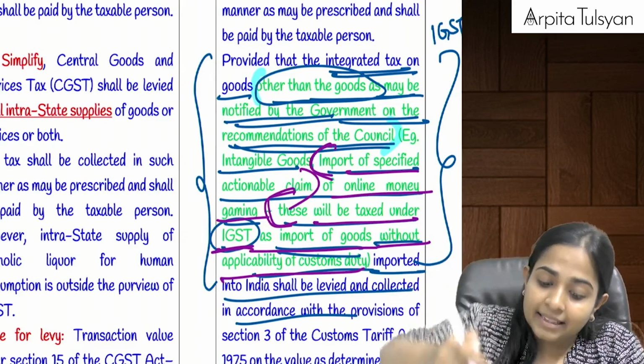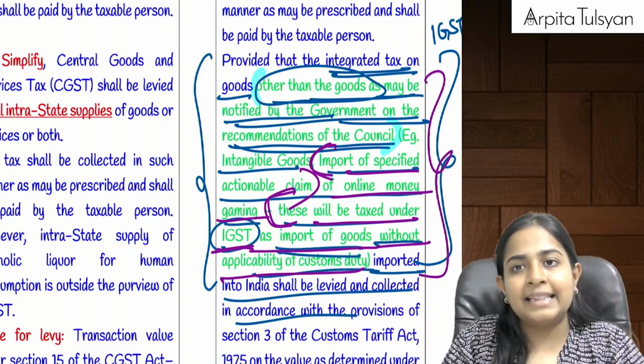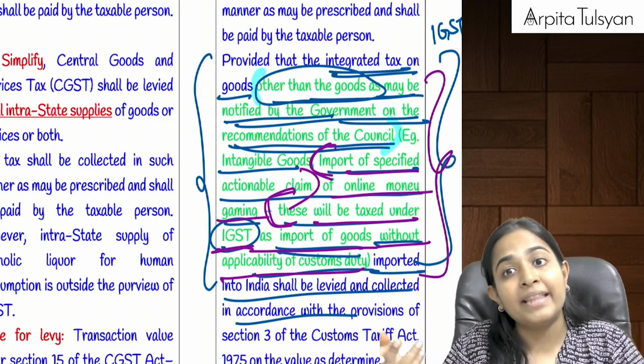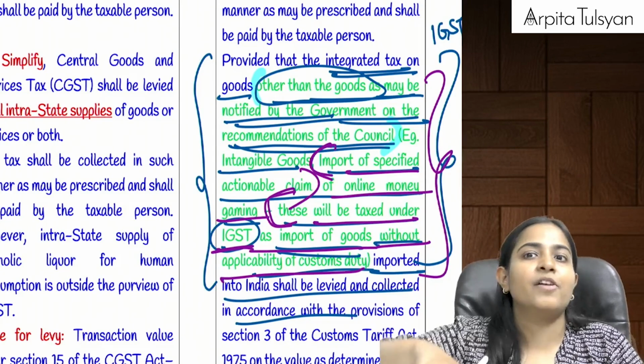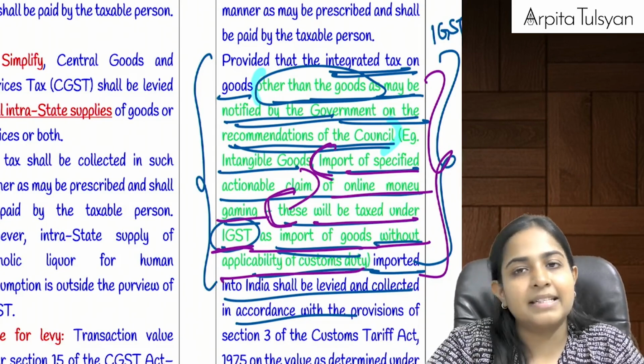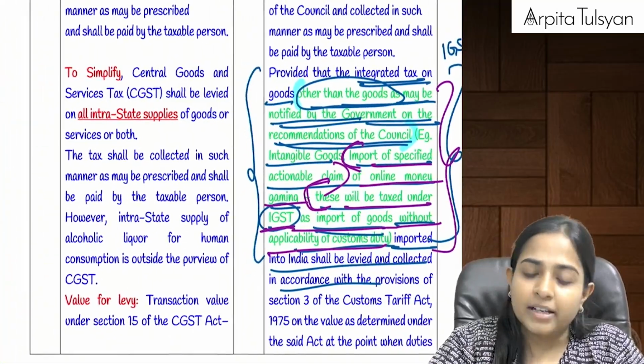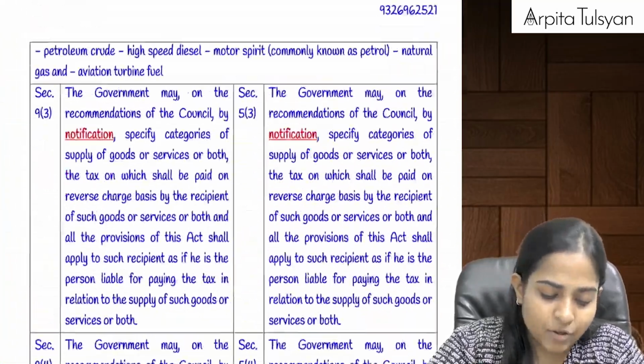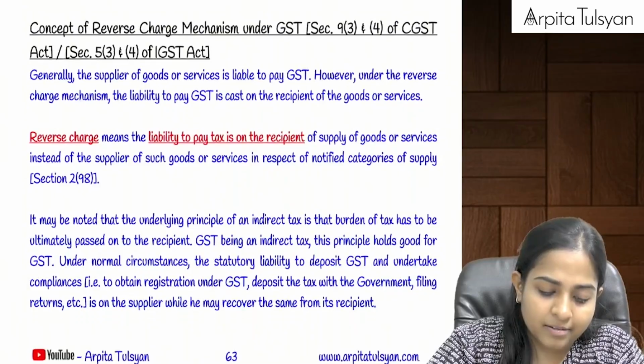And other than these, for example, tangible goods, on that, what will be applicable? Customs will also be applicable, plus IGST will also apply. Are you clear with this? Yes, that was one particular amendment in that section.